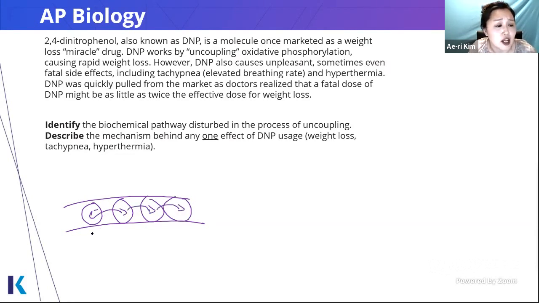In the process of pushing those electrons over, it's going to push out your hydrogen ions. Okay, so I'm going to form that chemiosmotic gradient of protons in the intermembrane space in the mitochondria. Yeah, it does disrupt something. Now, it's not disrupting the electron transfer chain, but it's disrupting the gradient that's formed here.